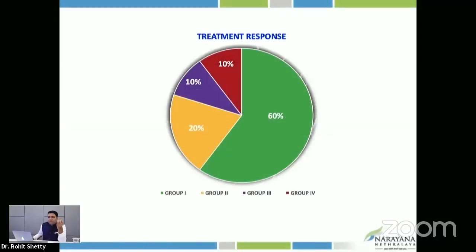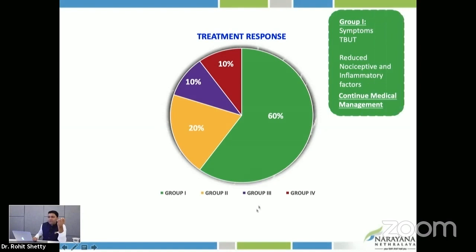And we had 4 groups of patients. Group 1 was the best. They were patients where everything got better. Their nociceptives got better. There were no inflammatory markers. The tears did well. So you're very happy.